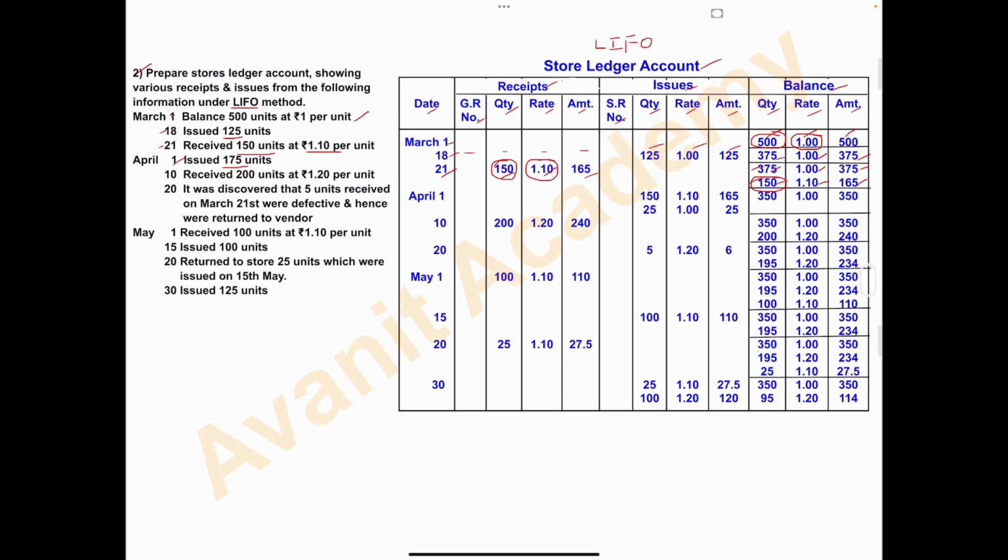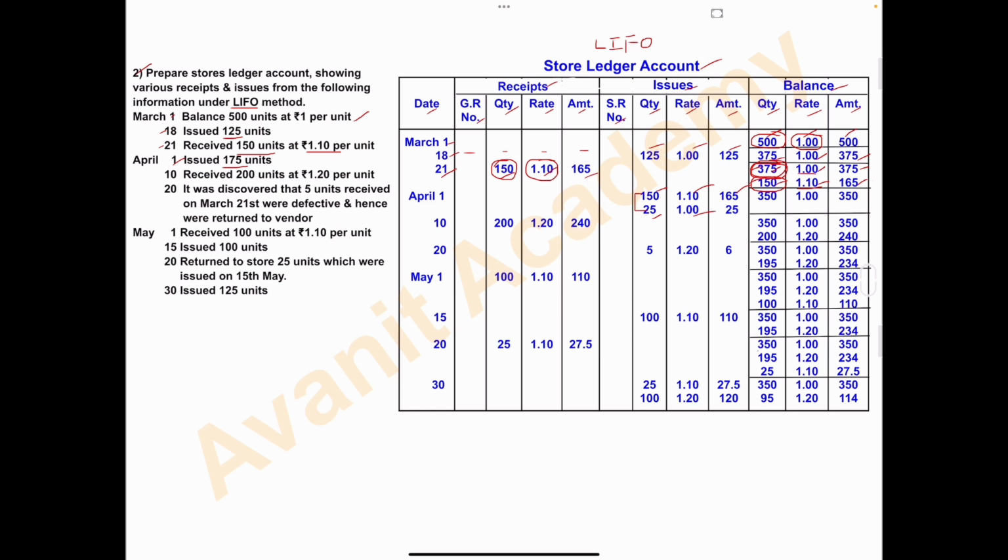and the remaining quantity. So total how many units do we have to issue? 175. First we'll issue 150, and the remaining 25 units we will take from this 375. Right here, 150 units, rate per unit is 1.10. Amount will be 165. The remaining 25 units we take from this 375. 375 rate per unit is rupee 1.